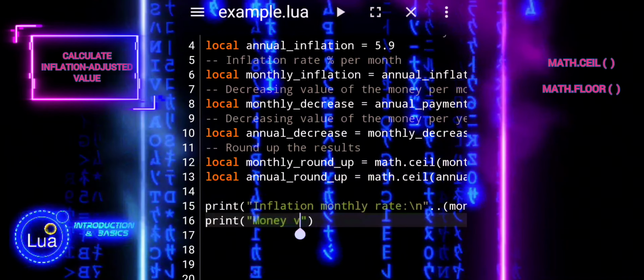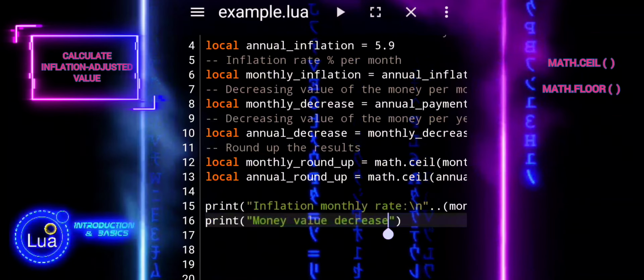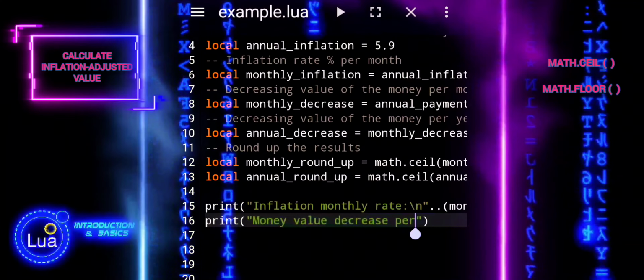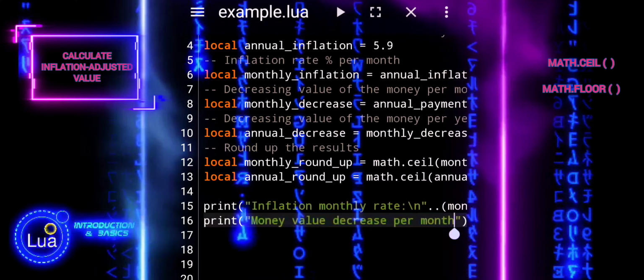Our next lines provide a clear presentation of the calculated decreases in the value of money per month and per year, ensuring that the values are rounded up for better clarity and accuracy in financial analysis.